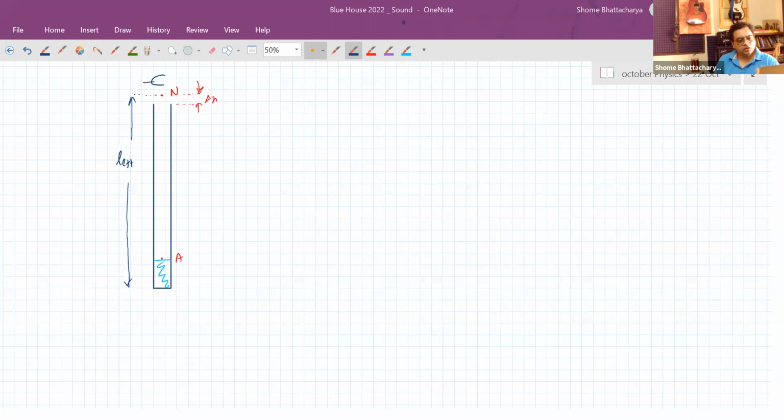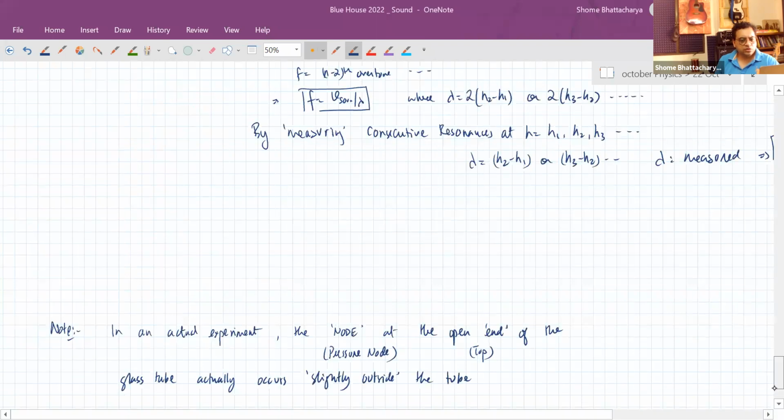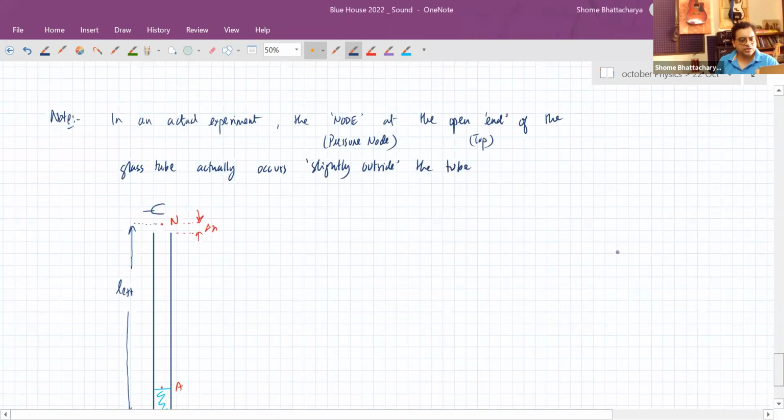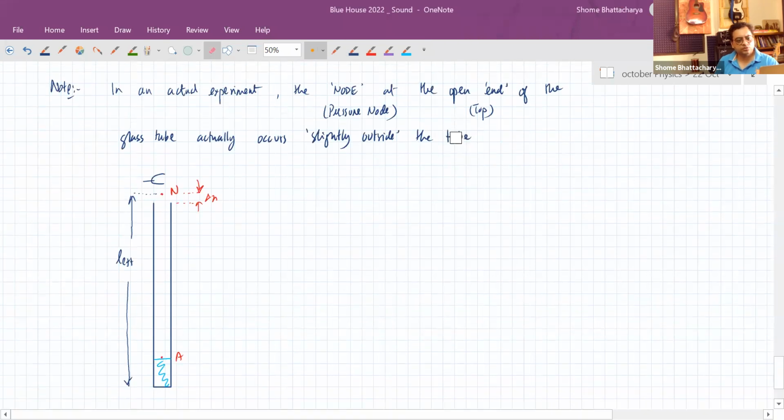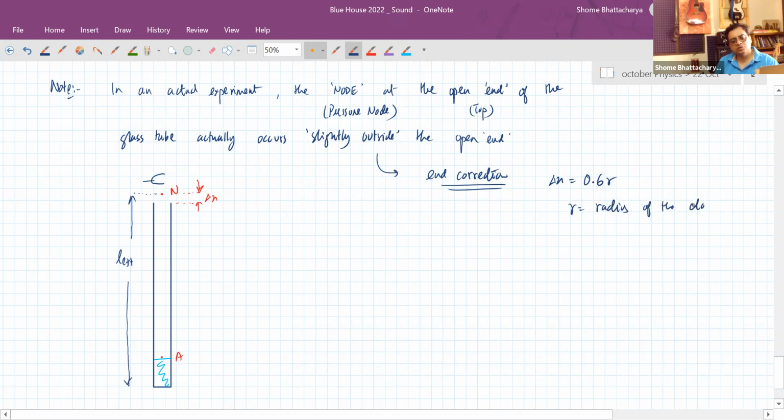Okay, very good. So this phenomena that the actual pressure node does not occur exactly at the open end, but slightly outside the open end of the tube, is called the end correction. And the end correction formula depends on the radius of the tube. R is the radius of the glass tube.